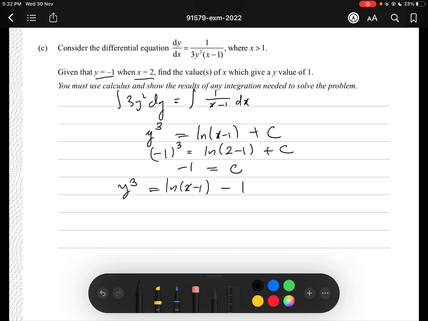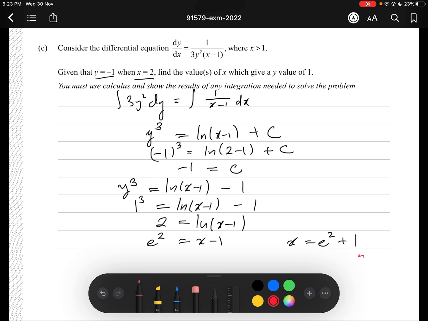Perfect. Okay. So now the question wants us to find the values of x given a y value of 1. So we substitute y equals 1 and we solve for x. So 1^3 equals ln|x - 1| - 1. 1 cubed is 1, and we move the negative 1 to the other side, which gives us 2. So 2 equals ln|x - 1|, and we know that e^2 equals x - 1, and therefore x equals e^2 + 1.